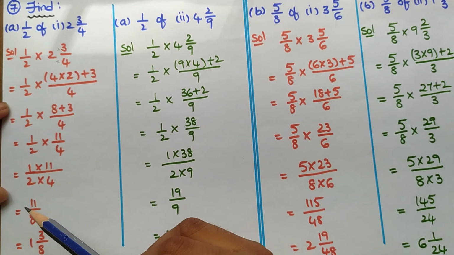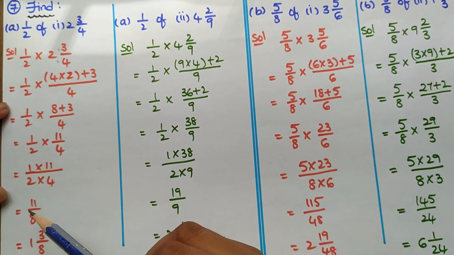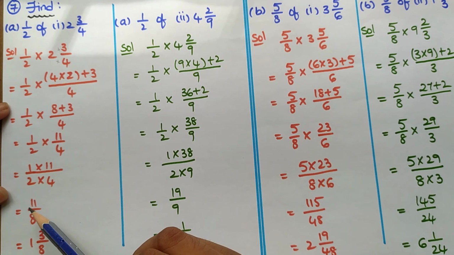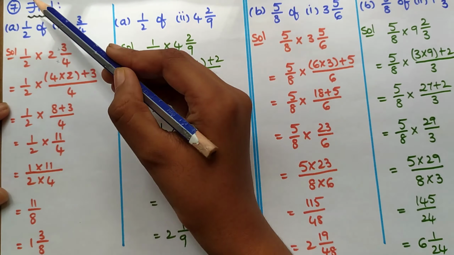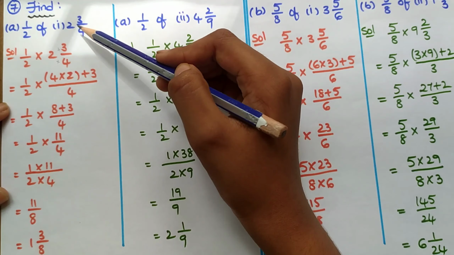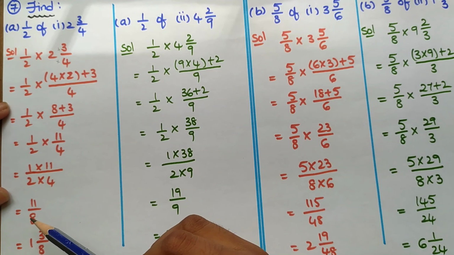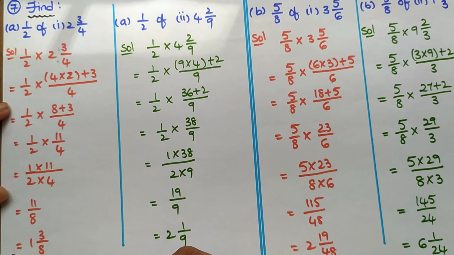If you observe, 11 by 8 is an improper fraction. So let us convert this improper fraction into a mixed fraction. By converting 11 by 8 into a mixed fraction, we get 1 3 by 8. Therefore the answer for this question, 1 by 2 of 2 3 by 4, is 11 by 8, and by converting this improper fraction into a mixed fraction, we get 1 3 by 8. Is it clear, friends?